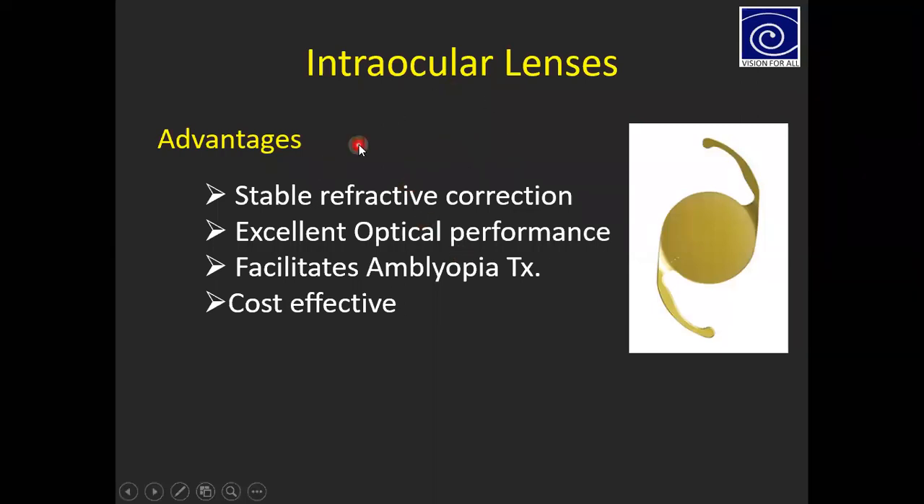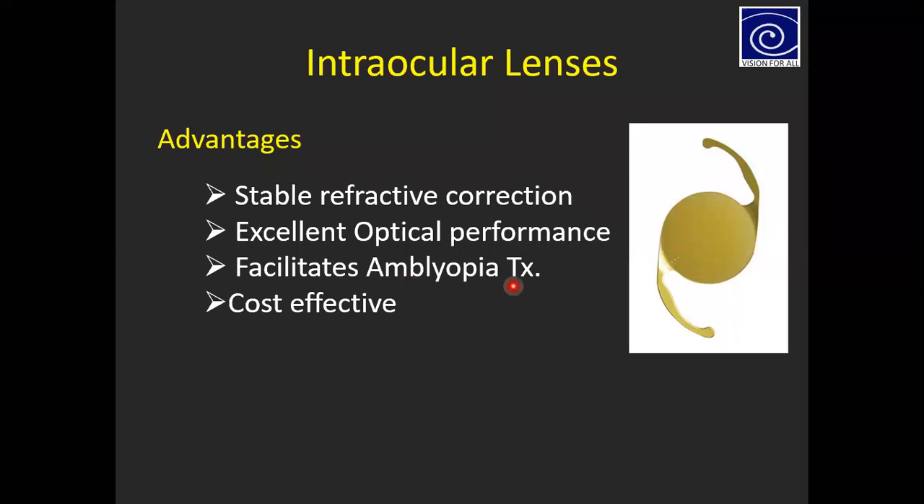So let's first discuss the advantages. One advantage of the intraocular lens is that the refractive correction is very stable, since it is fit inside the eye. There would be no aberrations, so excellent optical performance.